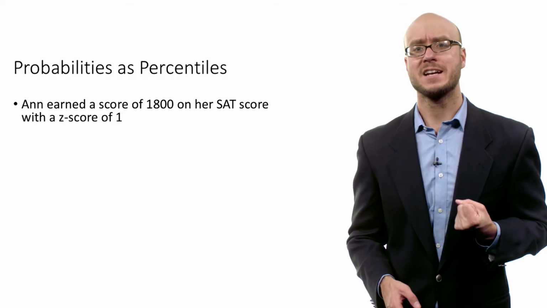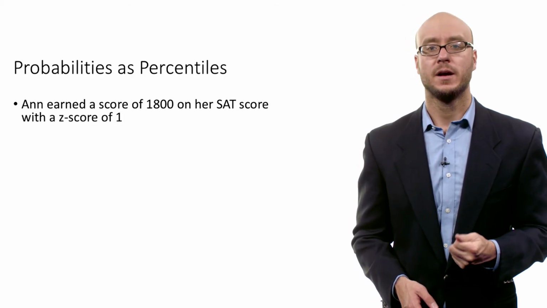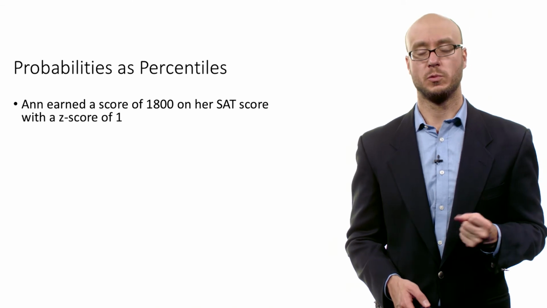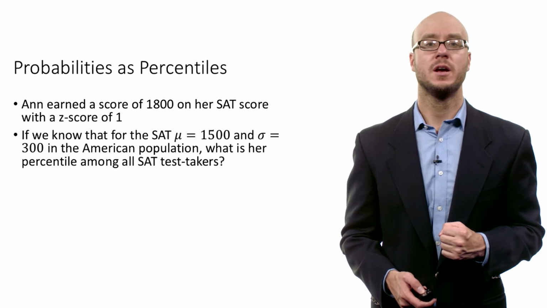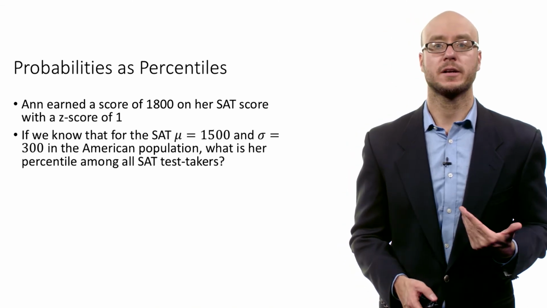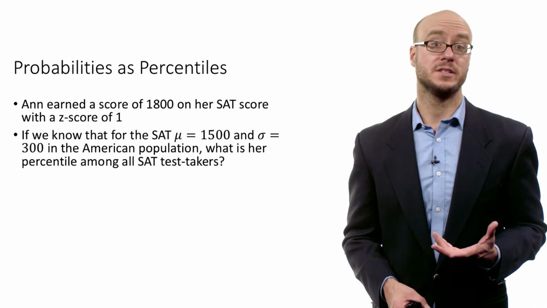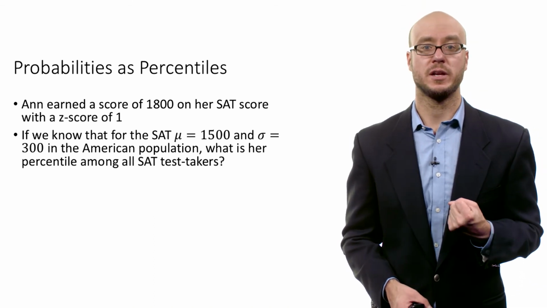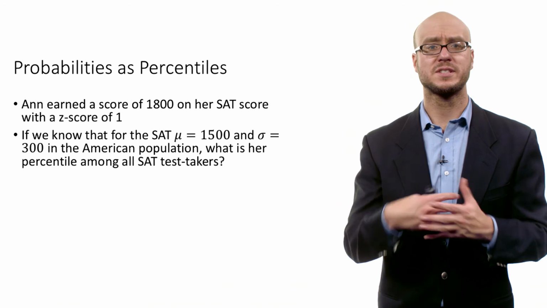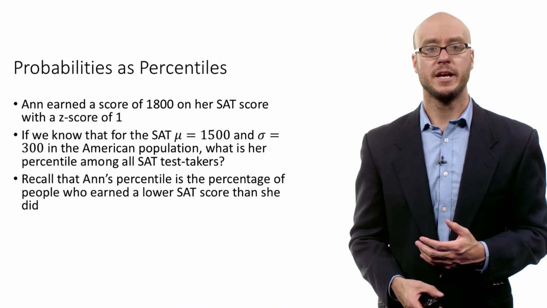Now there's another issue, which is that you can treat probabilities as percentiles, as we've alluded to previously. So we know Anne earned a score of 1800 on the SAT, and her z-score is 1. So she scored 1 standard deviation above the mean of all SAT takers. We know the mean of the SAT is 1500 and the standard deviation is 300 in the population. So you might ask, what is her percentile among all SAT takers?